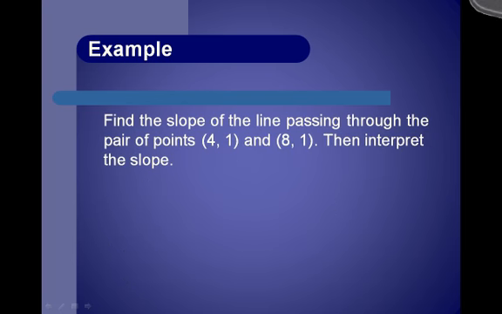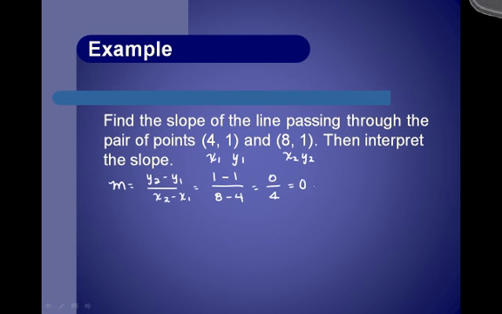And one more example. Find the slope of the line passing through the pair of points 4, 1 and 8, 1. Then interpret the slope. Well, again, x1, y1 for the first point, x2, y2 for the second point. Our slope formula, y2 minus y1 divided by x2 minus x1. Plugging in the points, we get 1 minus 1 on the top, 8 minus 4 on the bottom, which would give us 0 divided by 4, which is 0.